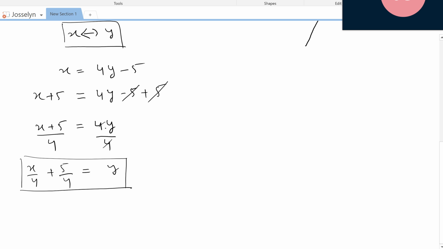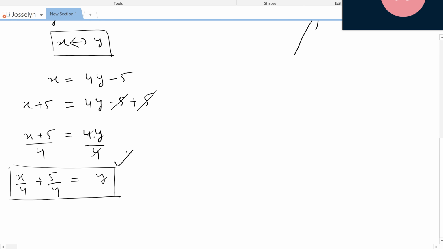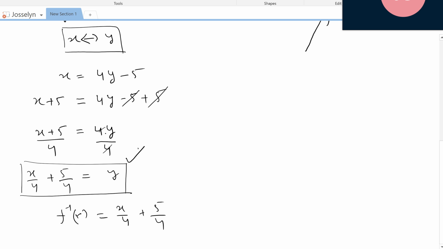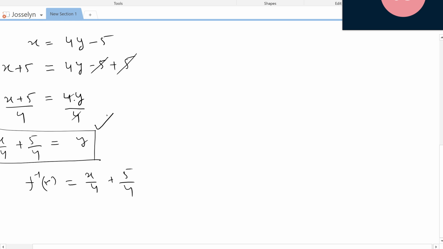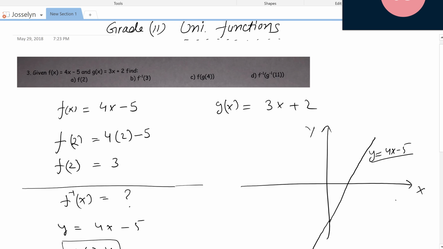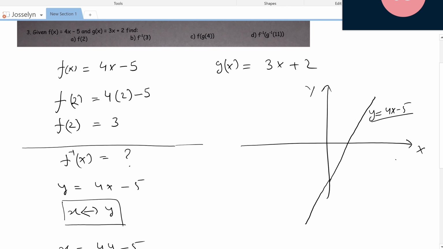Now here we stop. That is your f inverse x. So y is f inverse x, and on the left hand side you write it there, x over 4. Got it? Okay. That is f inverse x. Now I'm going to talk a little bit about the inverse functions, and then we will solve the rest of the questions that we have there. Okay?